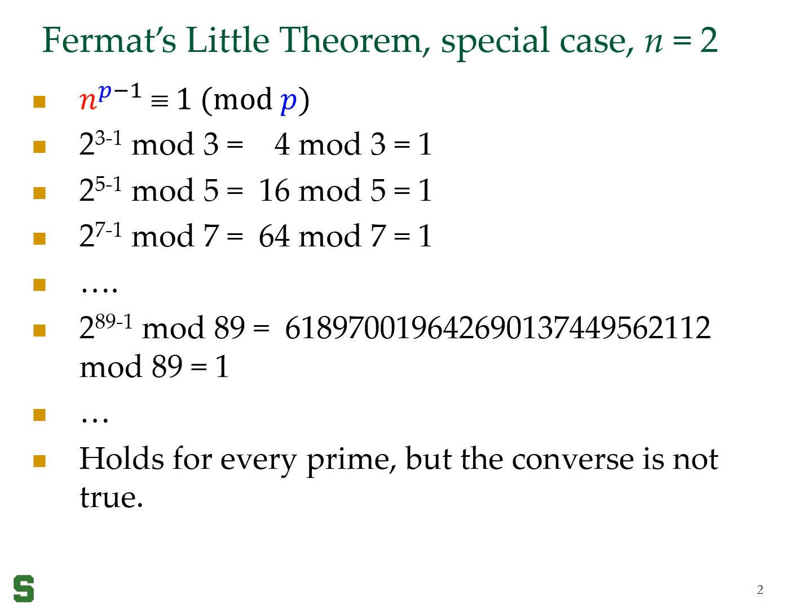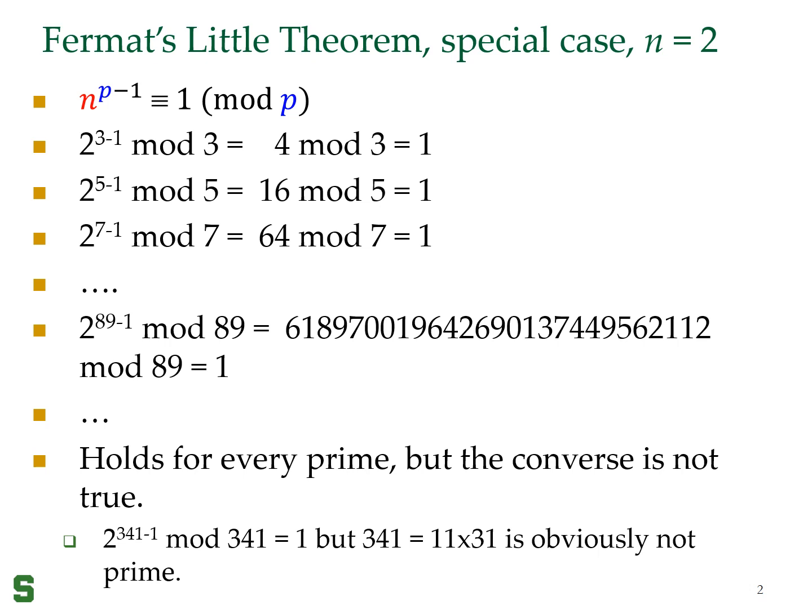This holds true for every prime, but the converse is not true. In other words, it's possible that 2 to the power n minus 1 mod n is equal to 1, but n is not a prime. So for example, if we take n is equal to 341, then 2 to the power 340 mod 341 is 1, but 341 is not a prime.